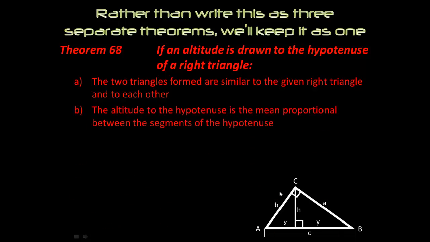That the altitude to the hypotenuse, this right here, is the mean proportional between the segments of the hypotenuse. Okay, and I'll get to what that means in just a second. And yes, you can shorten parts B and the next part. So in this case, this h squared equals x times y.